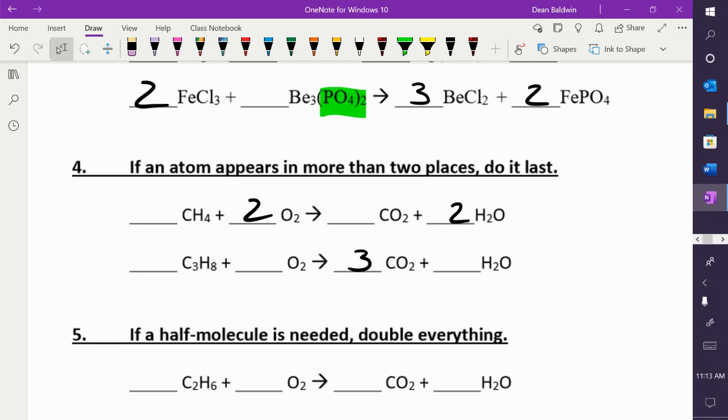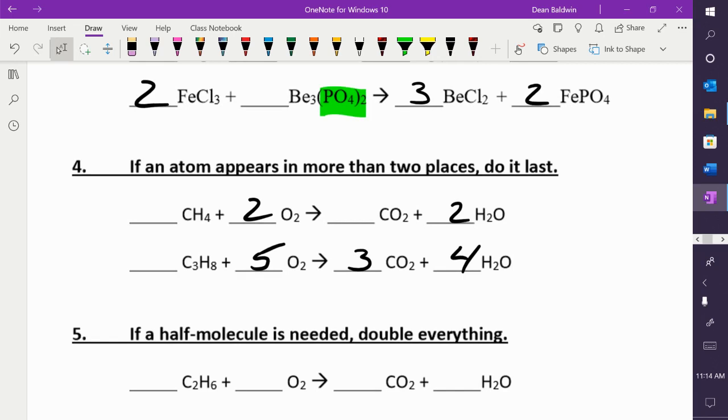Now we have to balance the oxygens. I have 8 of them here, and I've only got 2 there. What do I do? How do I make 2 become 8? Put a 4 there. Then you look at your oxygens now. 3 times 2 is 6, plus these 4 gives me 10. How do I make this O2 become 10 oxygens? Let's throw a 5.